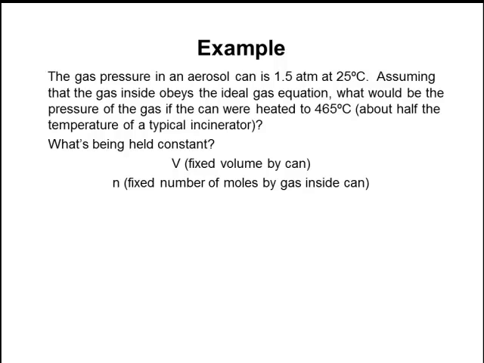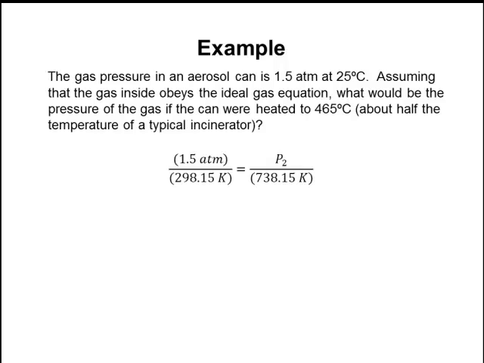So let's derive our equation we want to use. Set everything that's constant on one side of the equation, everything that's changing on the other. And we get our P1 over T1 equals P2 over T2. Then it's just a matter of plugging those values in and making sure that we're in the appropriate units. Remember, we need atmospheres, liters, moles, and Kelvin. And then solving for the new pressure. So the new pressure inside the can would be 3.7 atmospheres.